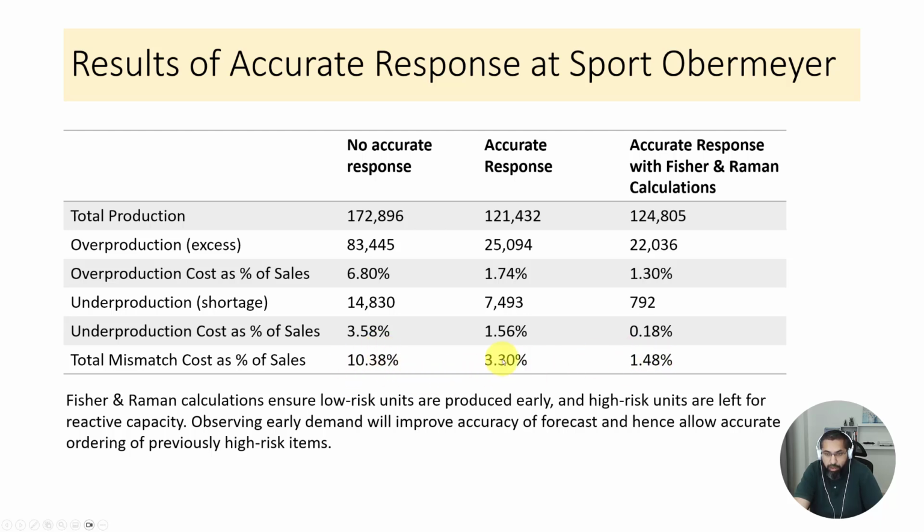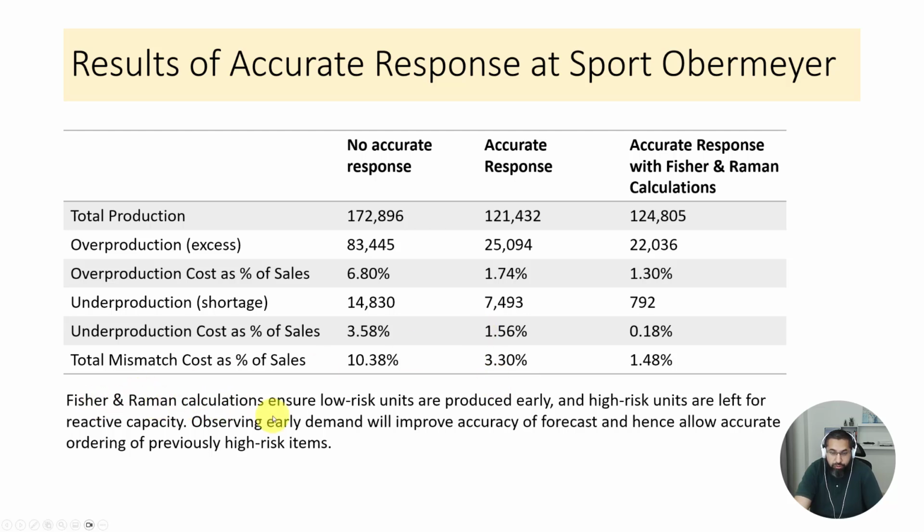But notice where the bulk of the benefit came. The bulk of the benefit came by implementing accurate response. The math part gives you a benefit, but it's not as big as fixing the process and having an accurate response in place. You can see that the overproduction didn't go down much, but the underproduction went down by a lot, right? Because you're using all of your reactive capacity, and once you get your accurate forecast, you're getting the additional quantity out from there. And so this really does a good job here.